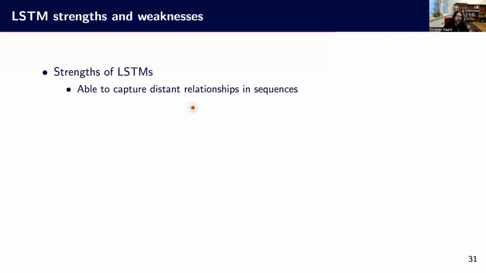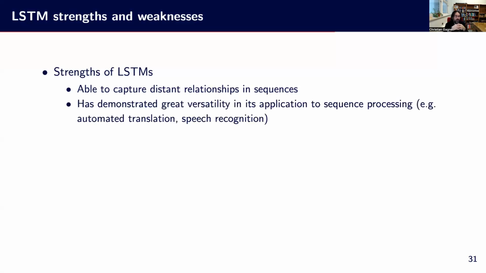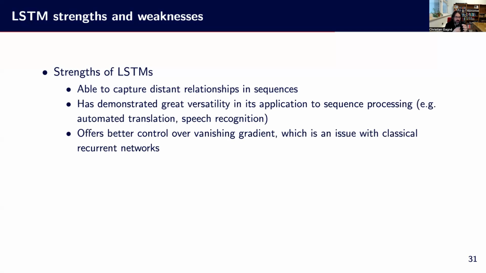So LSTM are good to capture distant relationships in sequences, in the sense that with this kind of memory component, compared to recurrent neural networks, which are not able to capture distant relations in the sequence, LSTM allows memorizing some elements that can be reused later on after advancing, when we are in a different step in the sequence processing. So that's good. That's the point of having a memory. And it has demonstrated to be quite versatile. It can be used in different cases like automated translation, speech recognition, and so on. So this is a relatively general model for processing sequences.